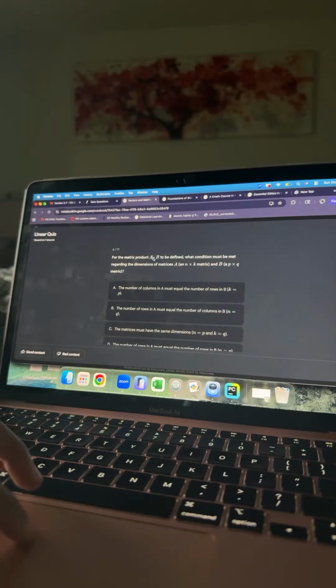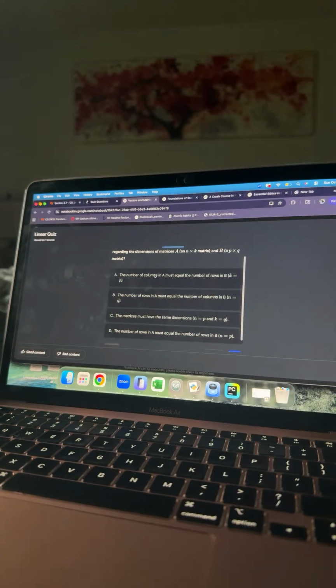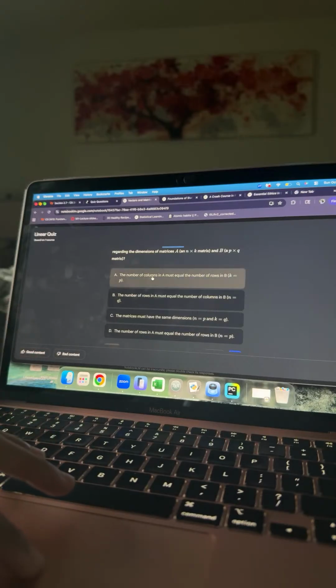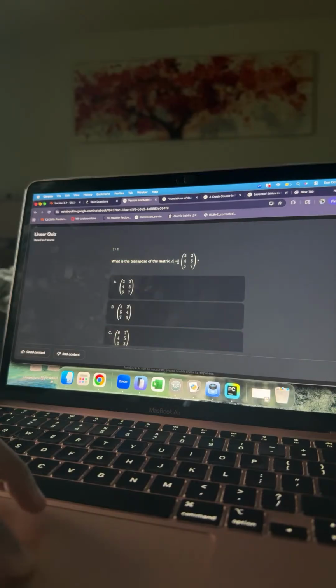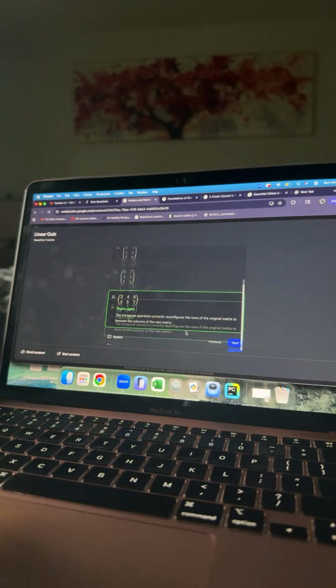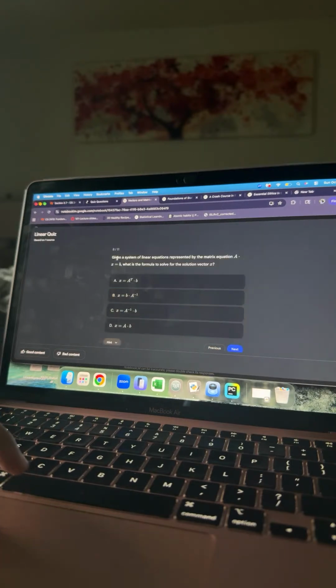For the matrix product A times B to be defined, what conditions must be met? All right, we went over this, right? The number of columns must be equal to the number of rows. Yeah. What is the transpose of the matrix? So it's 2 and 3, like this. Easy, easy, easy. Given a system of linear equations represented by the matrix equation Ax equals b, what is the formula to solve for the solution vector x?